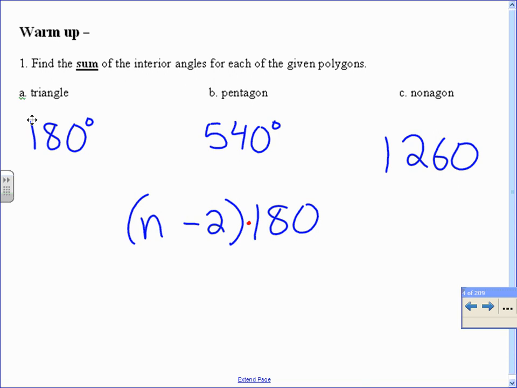Shh. Okay, nice. Okay, make sure you guys all have the formula written down. N minus 2 times 180. This is for the sum of interior angles of a polygon. I'm going to talk more about what a polygon is and what it is not. Okay? Just wanted to see if you guys knew any of that.